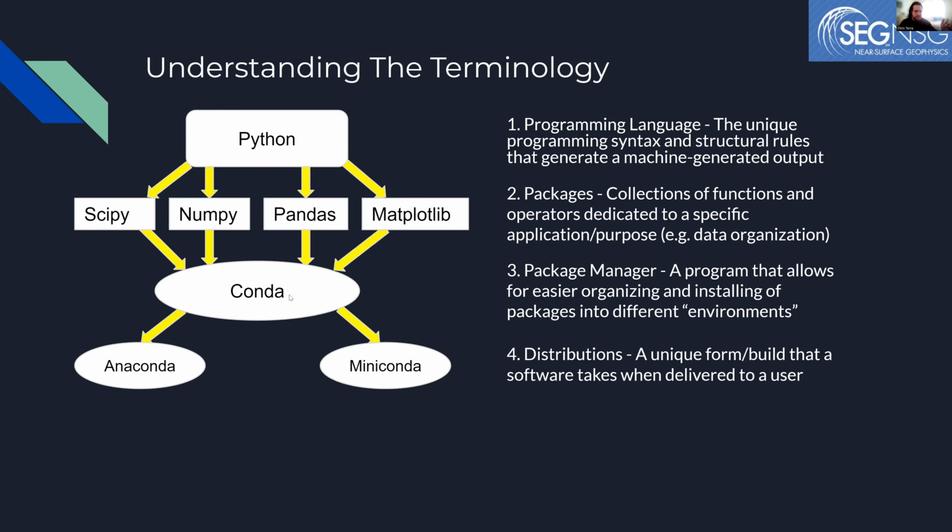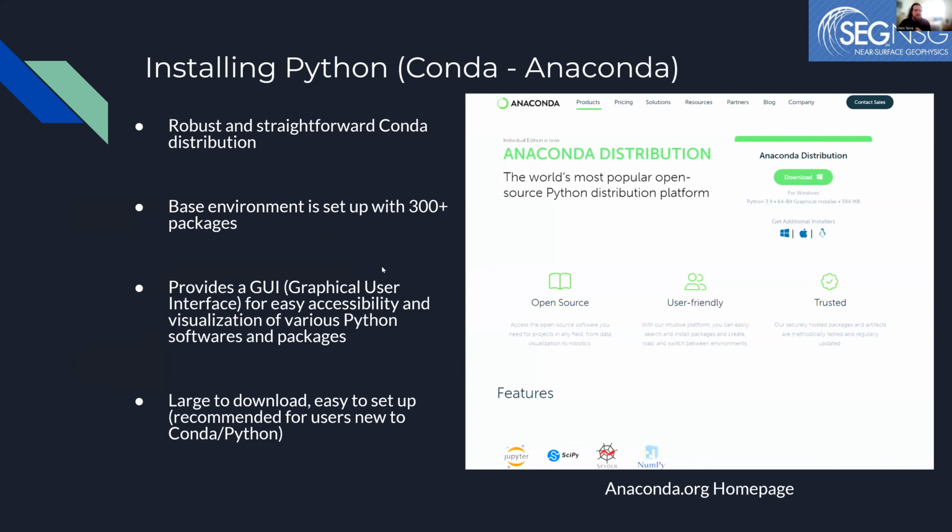In addition, there's one step below this where Conda has two what are called distributions. And this is really talking about how the software itself is using Conda. We'll talk a little bit about both Anaconda and Miniconda. It's really just a software that has a unique form that calls upon some base process, some base code, in this case, Conda. So let's talk a little bit about installing Python using Anaconda.